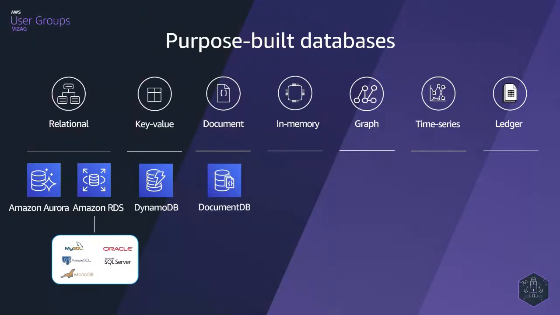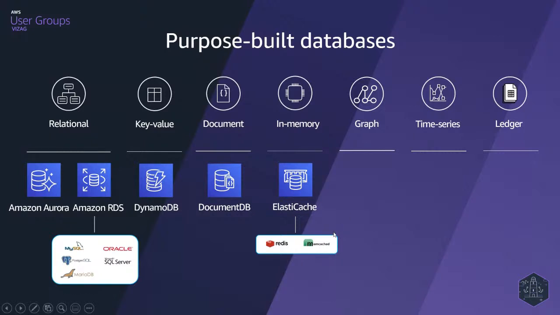Under document, you essentially have DocumentDB. Think of this as the alternate for MongoDB. Under in-memory, AWS offers a service called Elasticache. Now, Elasticache in itself is not a database, but it offers you multiple in-memory database options, things like Redis and Memcached, which are basically in-memory databases.